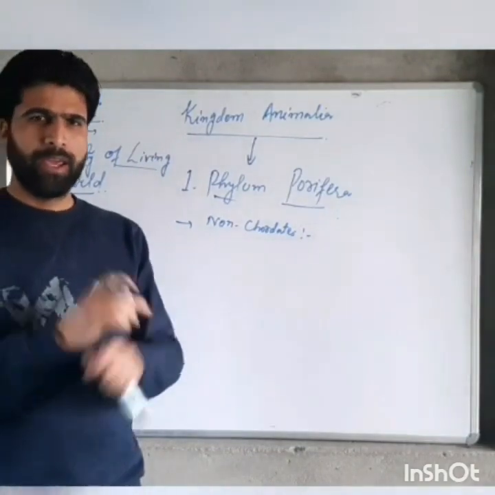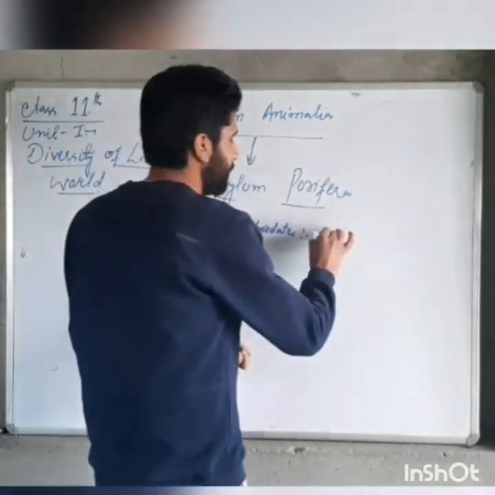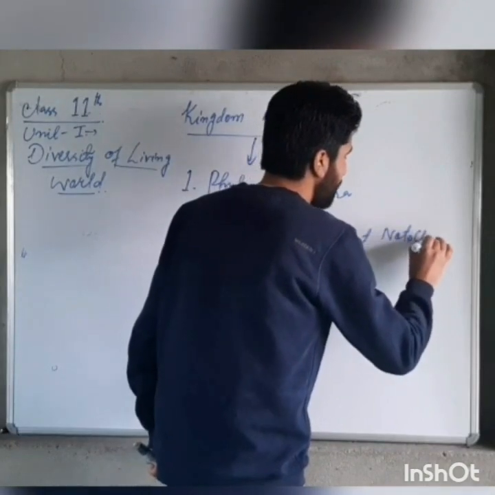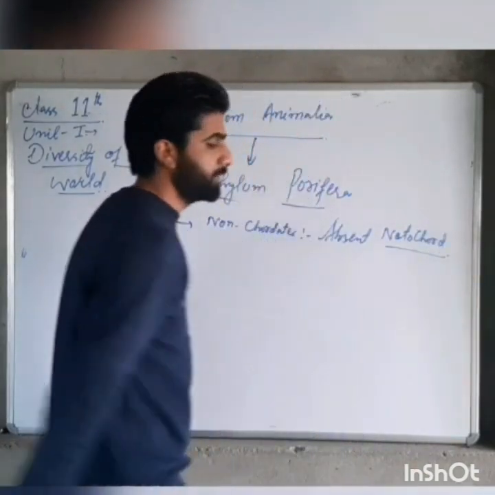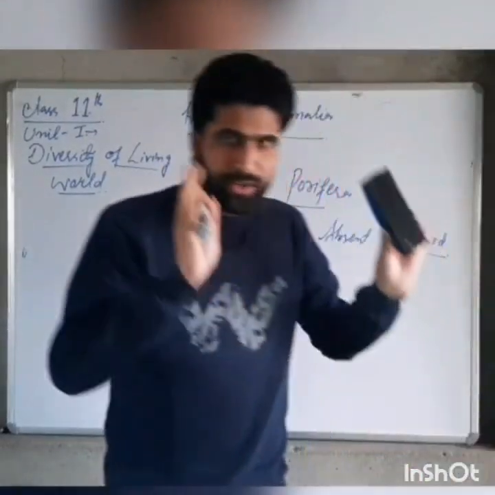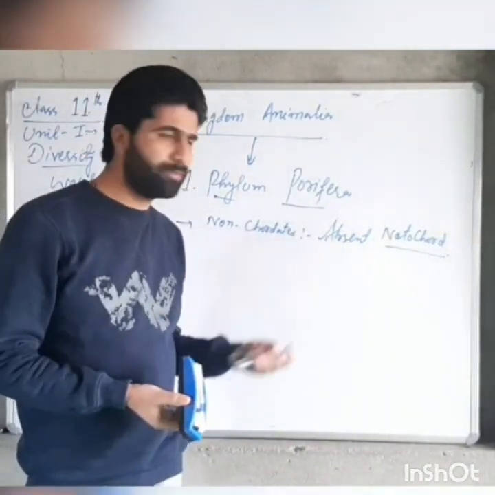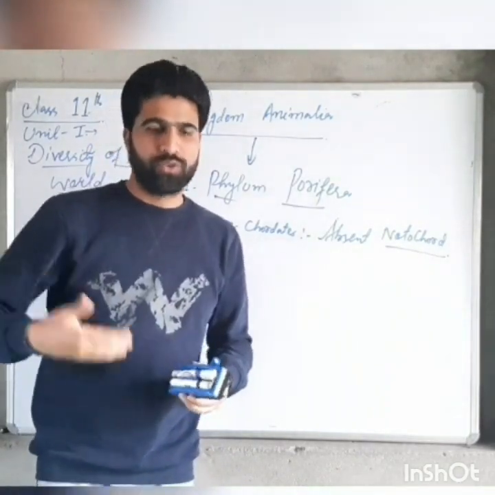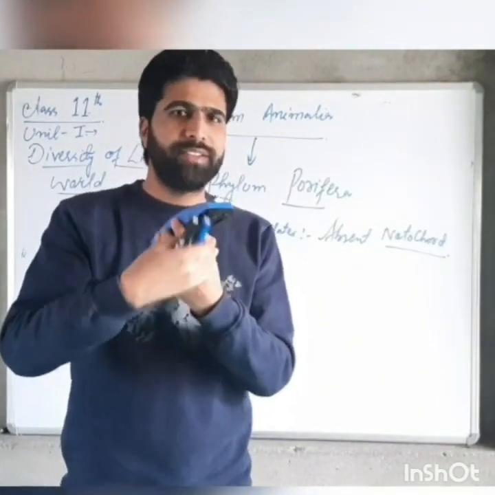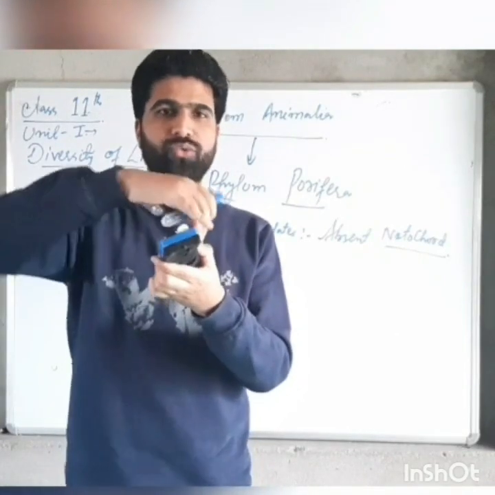What are non-chordates? Those animals, those organisms which don't possess a notochord. Here the notochord is absent, so it can be called non-chordates. Now a term must have come to your mind, that is notochord. What is this notochord? If I have a living organism, an animal, it has some sides. For example, the upper side is called the dorsal side, this is called the ventral side, this is anterior, this is posterior, and these two are called lateral sides.